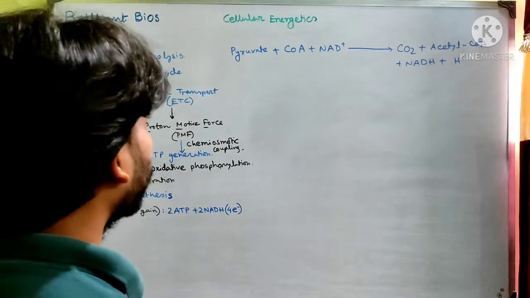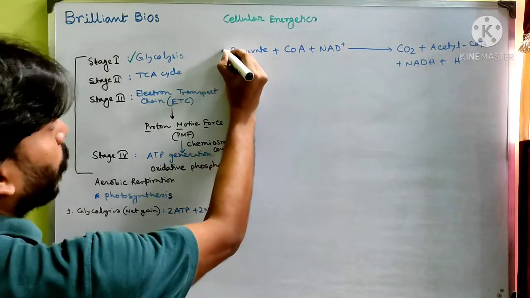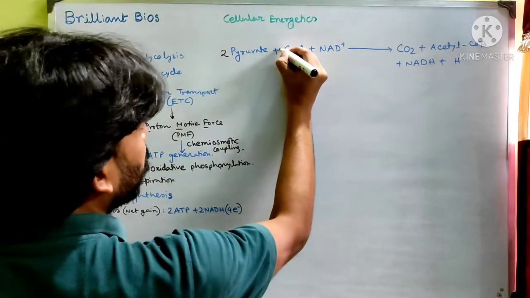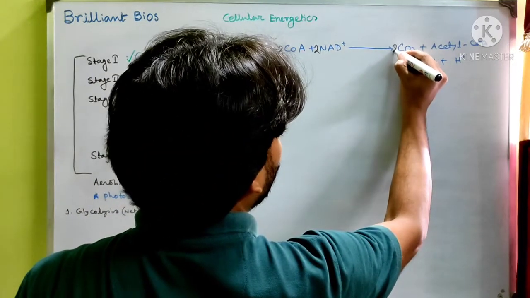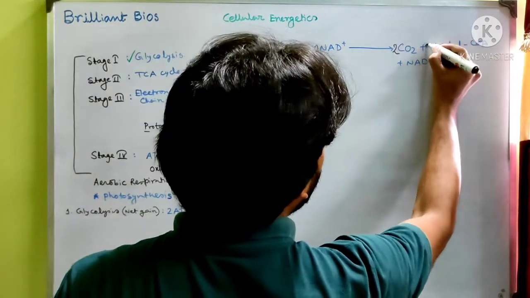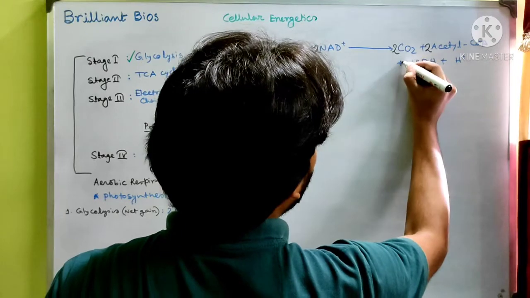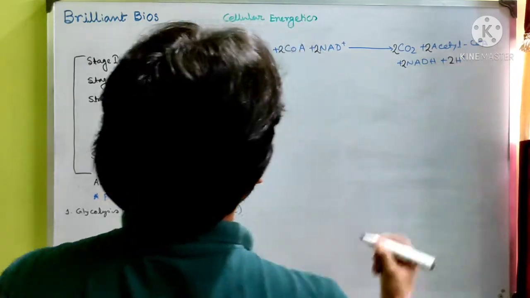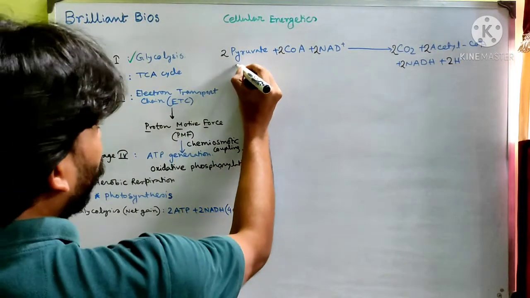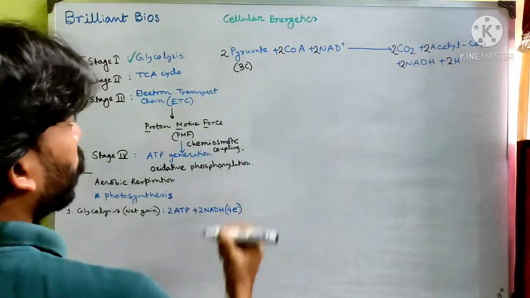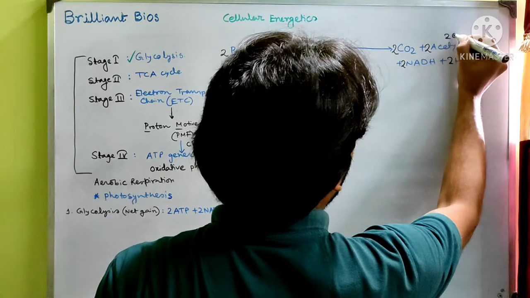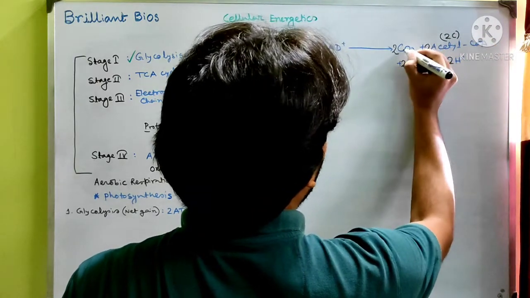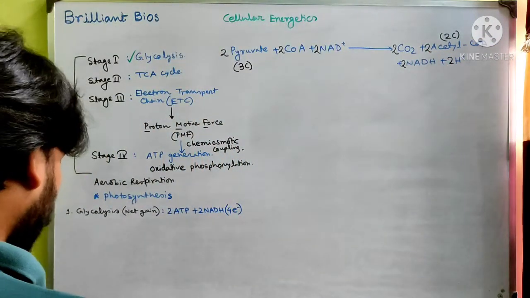I have mentioned that in glycolysis 2 pyruvic acids are produced. So there should be 2 coenzyme A, 2 NAD plus. So 2 carbon dioxide will be released, 2 acetyl-CoA will be generated, 2 NADH and 2 H plus. This pyruvic acid has 3 carbon atoms. Now the acetyl-CoA, this acetyl group contains 2 carbons, and for this reason 1 carbon dioxide is released.